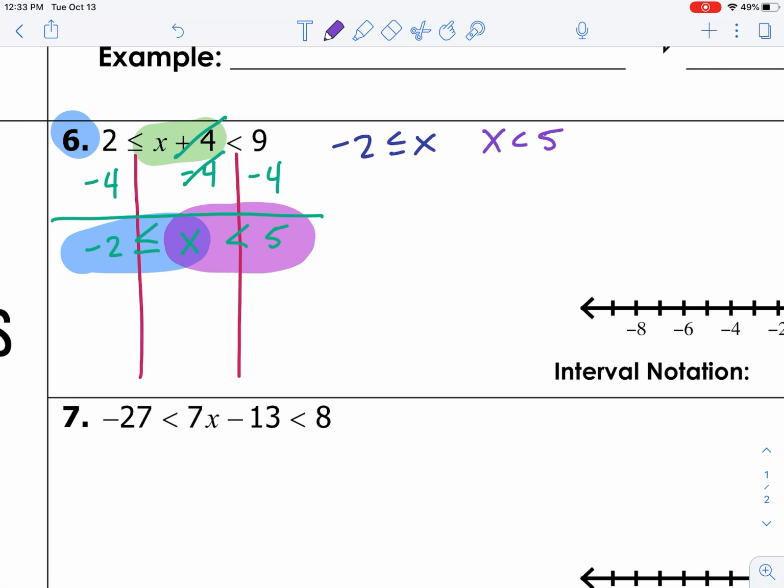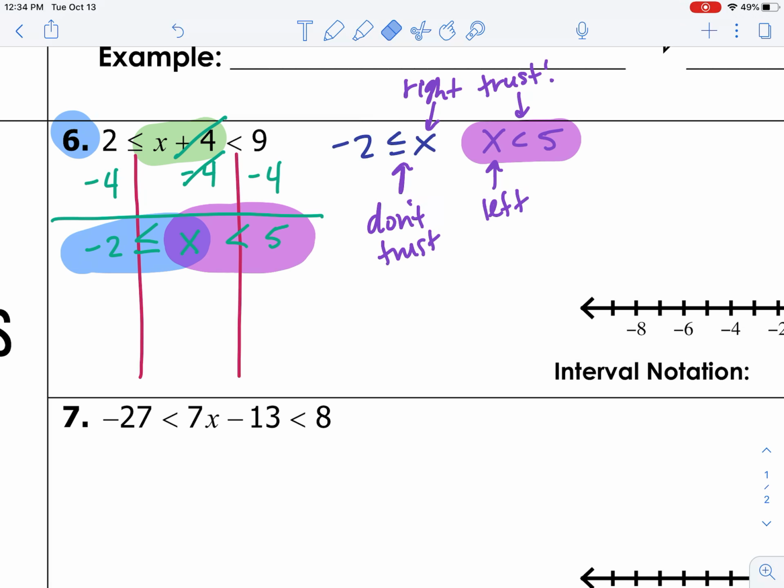Okay, so remember, we can only trust the direction that the inequality is pointing to if the variable is on the left. So this one we can trust. This one we cannot trust. This one we trust because the variable is on the left. This one we don't trust because the variable is on the right. Okay, so we don't have to do anything to this one. We can leave that one just as it is. But for the other one, we need to switch it around.